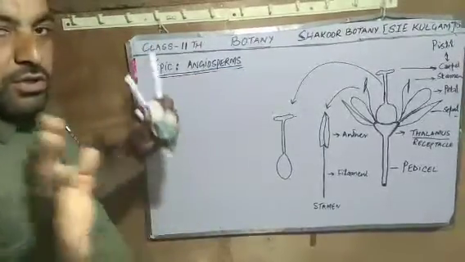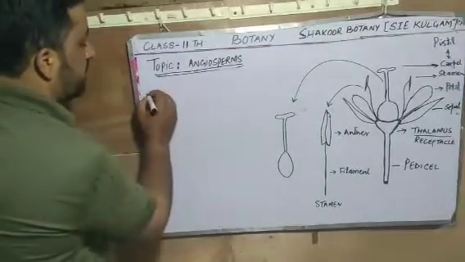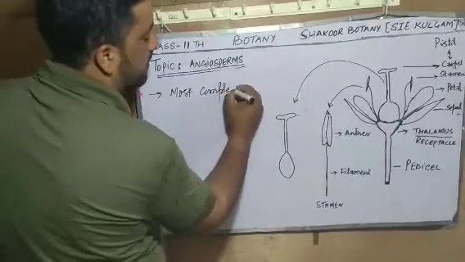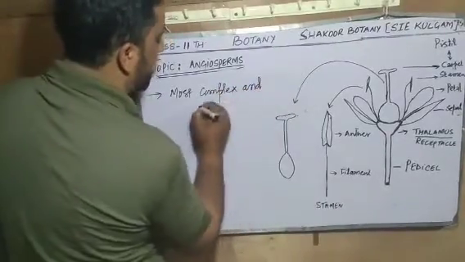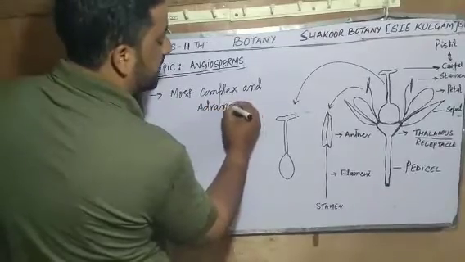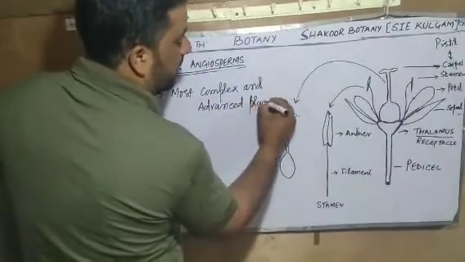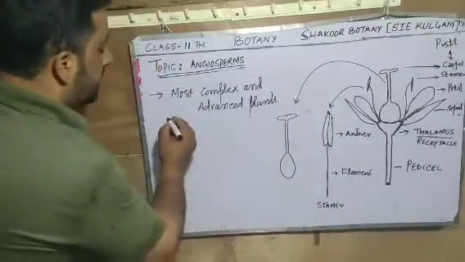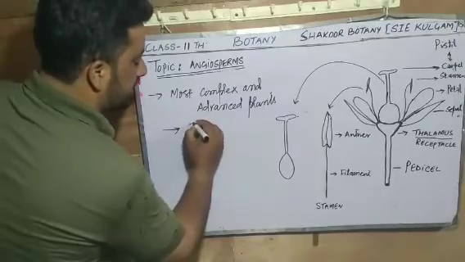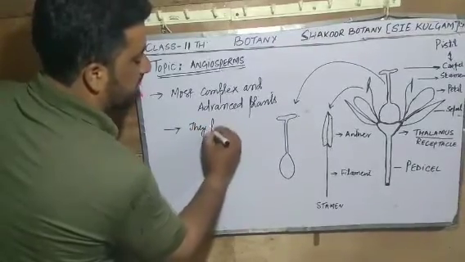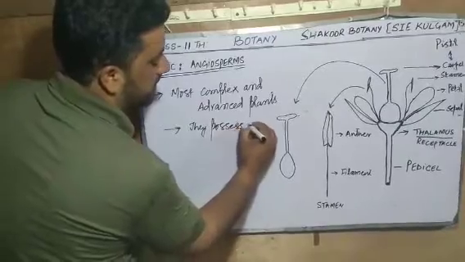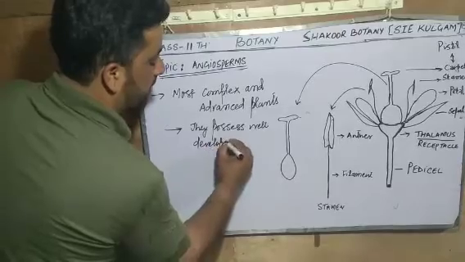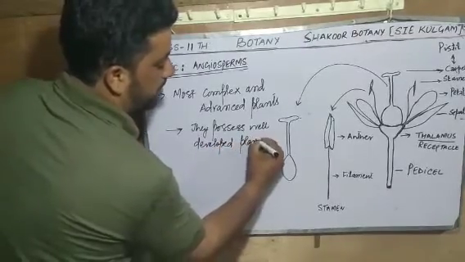As I told you earlier, angiosperms are most complex and advanced plants. All angiosperms are most complex and advanced plants. The reason is that they possess a well developed plant body.